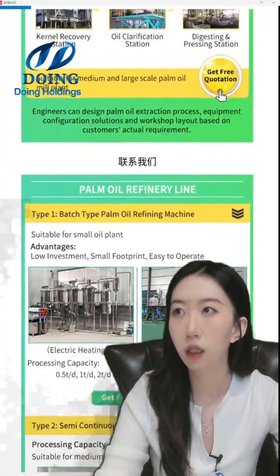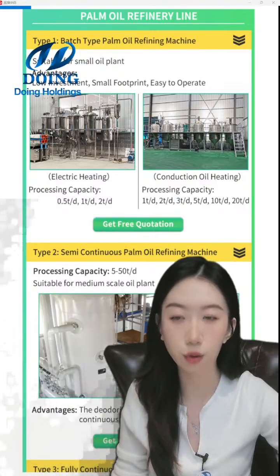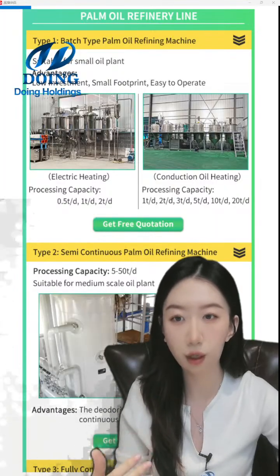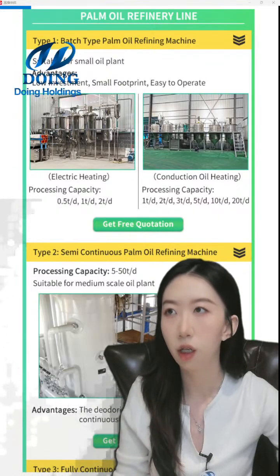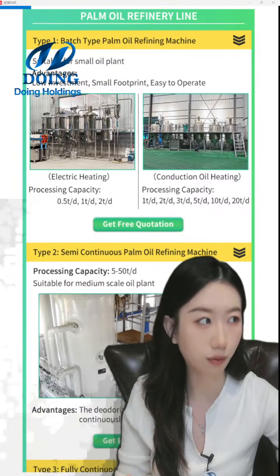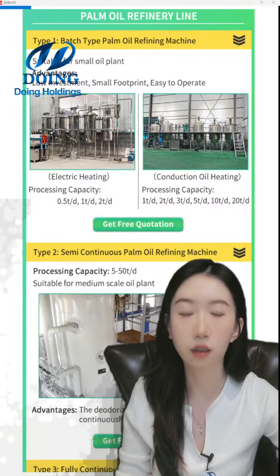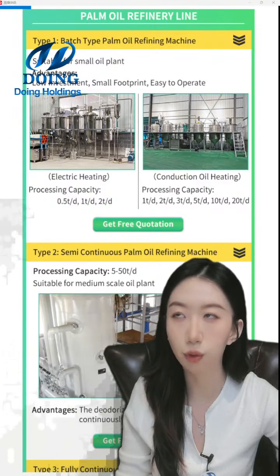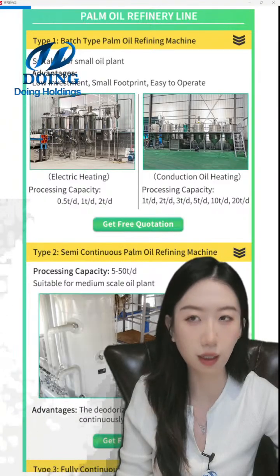Next, after the pressing process, we can get crude palm oil, and if you want to get oil product, the crude palm oil will go through refining. This is our refining production line, our refining machine.